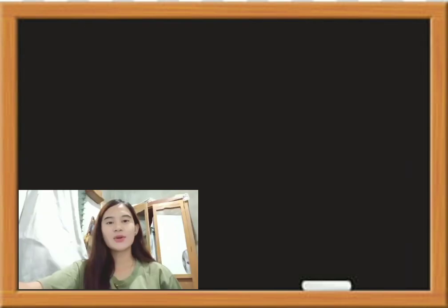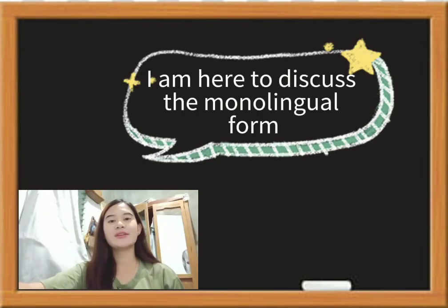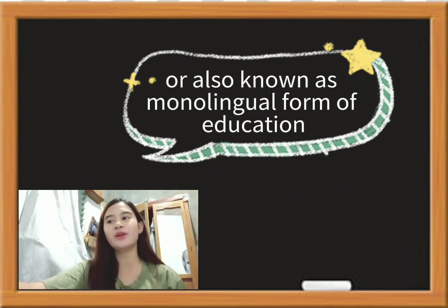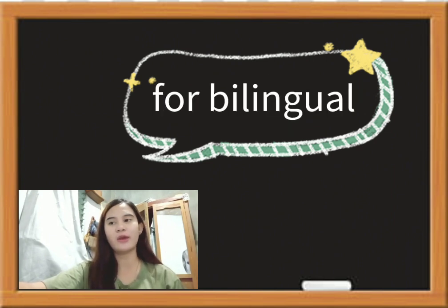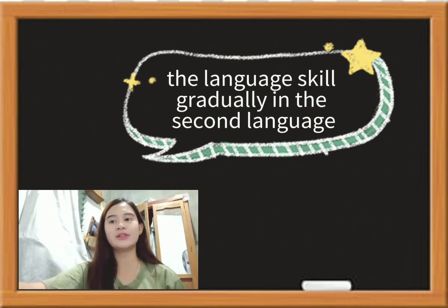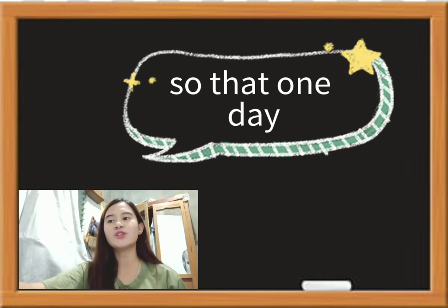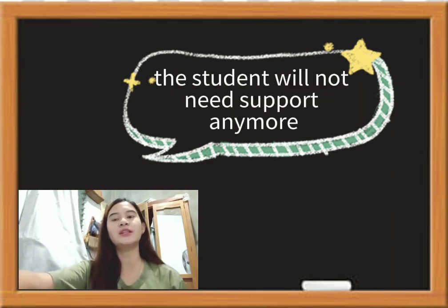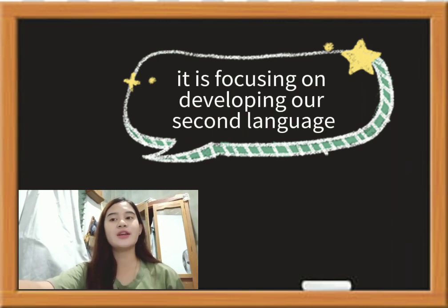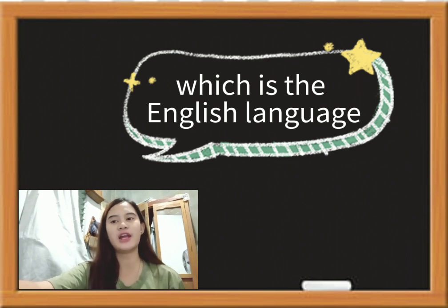Thank you. Good day, everyone. I am here to discuss the monolingual form of language programs for bilinguals, also known as the monolingual form of education for bilinguals. The aim of the monolingual form of education is to develop the language skill gradually in the second language so that one day the student will not need support anymore. So this program focuses on developing our second language, which is the English language.